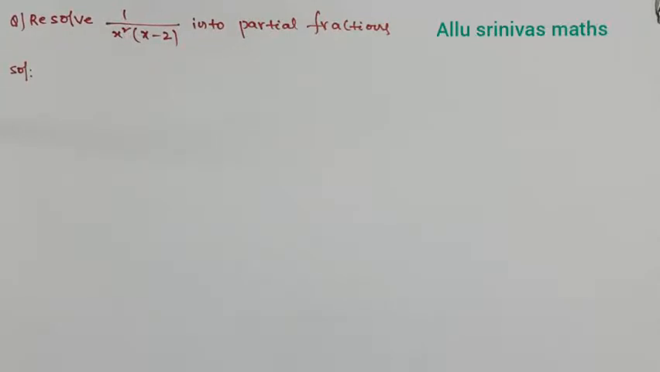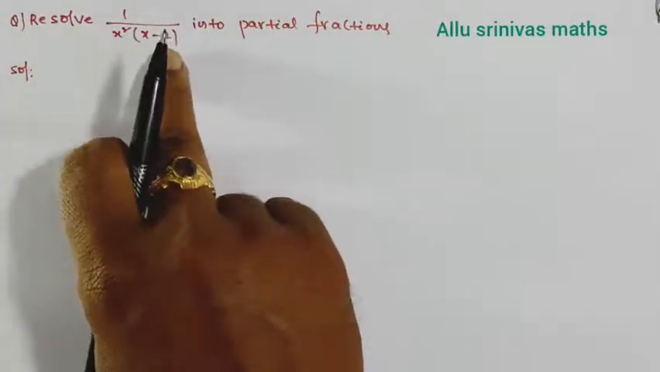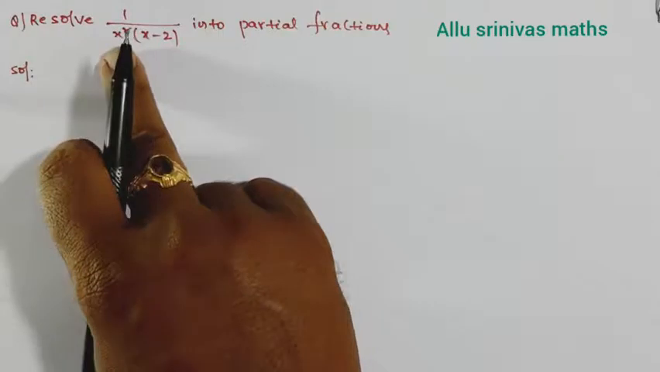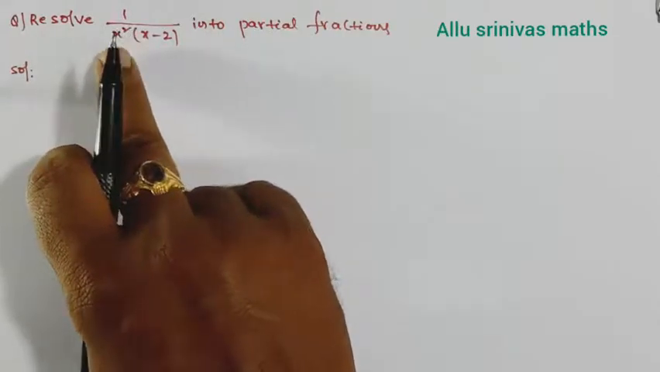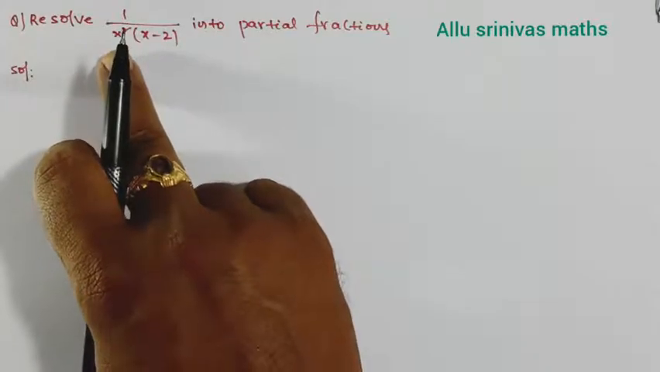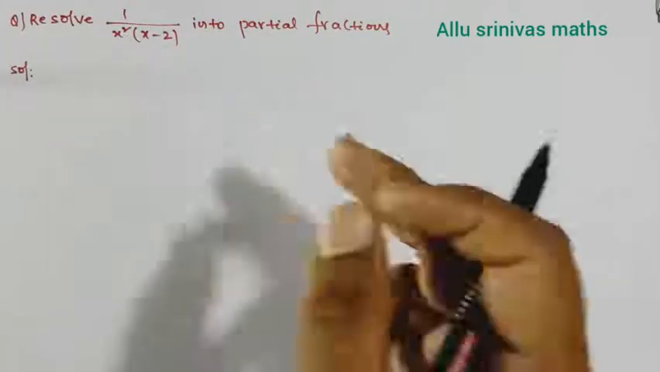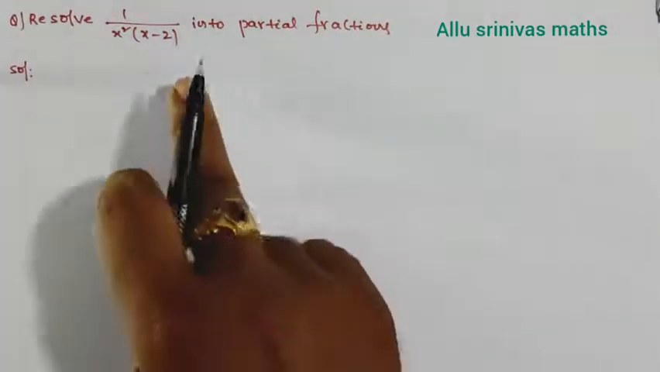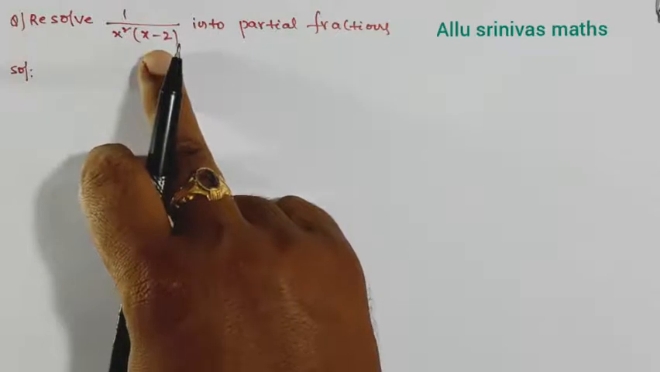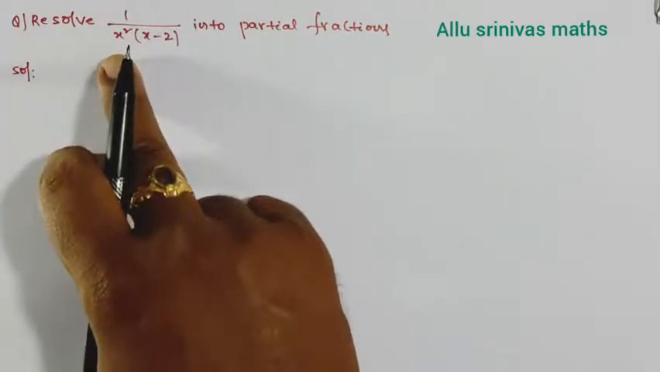Now we discuss another type of partial fractions. In this method, the denominator contains a non-repeated linear factor, that is x minus 2, and a repeated linear factor, that is x square. X square is also a repeated linear factor. It can also be written as x plus 0 whole square. Let us solve this problem. X minus 2 is a non-repeated linear factor, so it contains one constant. X square is a repeated linear factor, so it contains two constants.